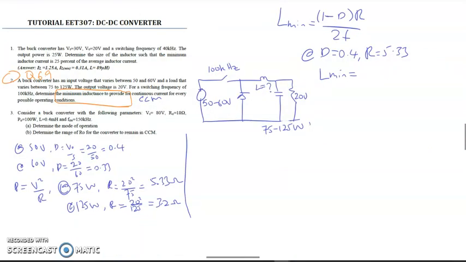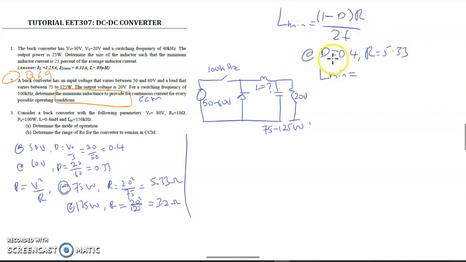Okay, then we need to find out what is the L minimum, to maintain the continuous current mode for this circuit. So we found that we have four scenarios here: two variants of resistor and two variants of duty cycle. So we have to consider all the variants.